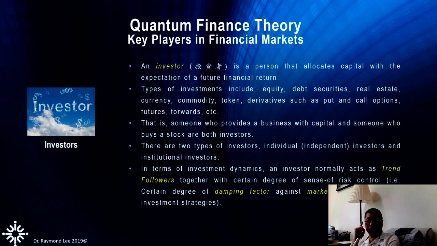Second, they have a sense of risk control. So in terms of dynamics, they have a certain degree of dynamic matter against the market volatility. Which means if the market is more volatile, they will do less. If the market is not so volatile, they will do more. In other words, they will try to regulate the investment behavior according to the market volatility.